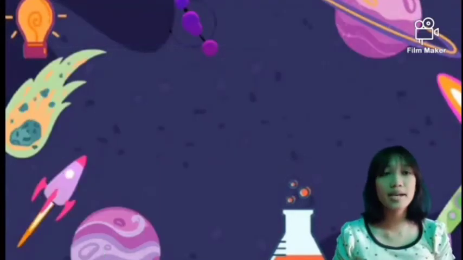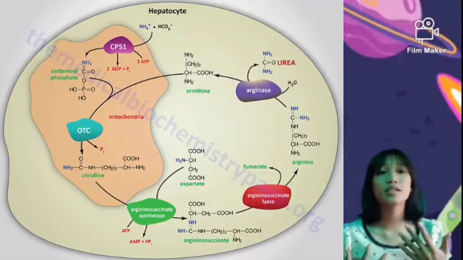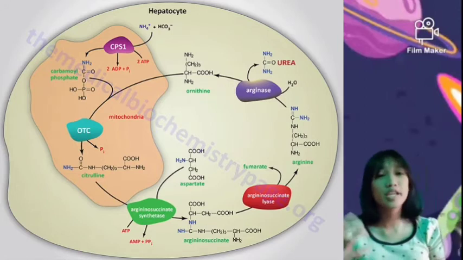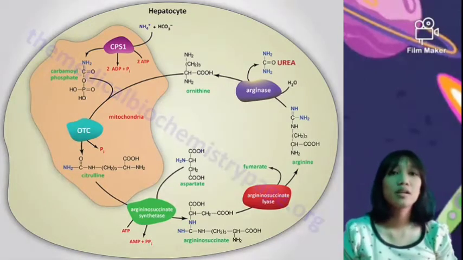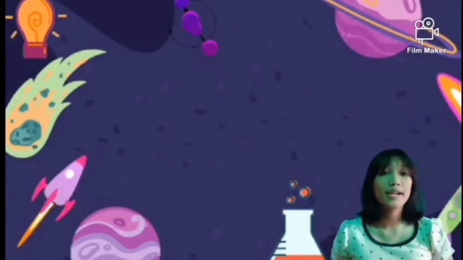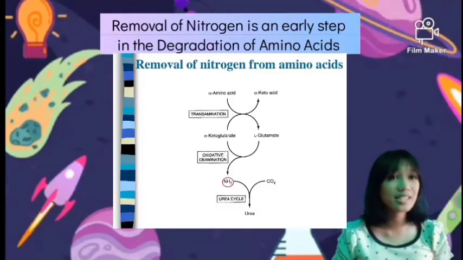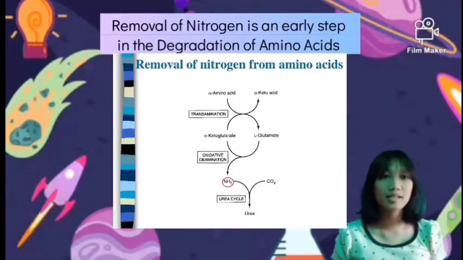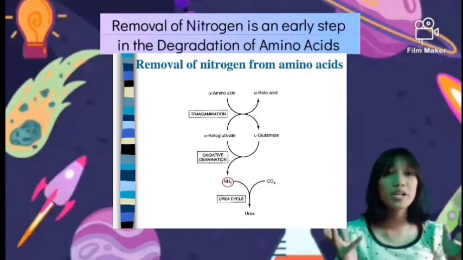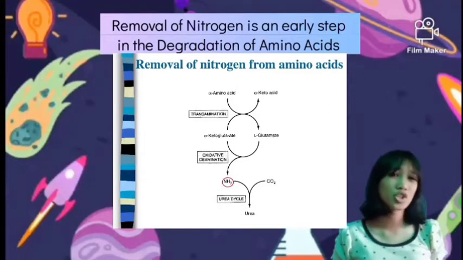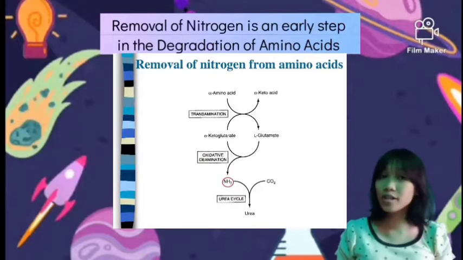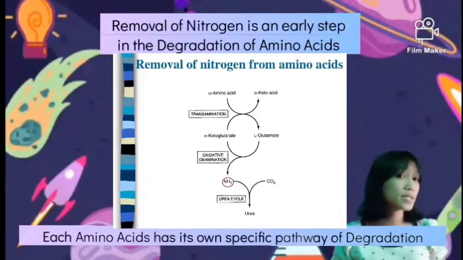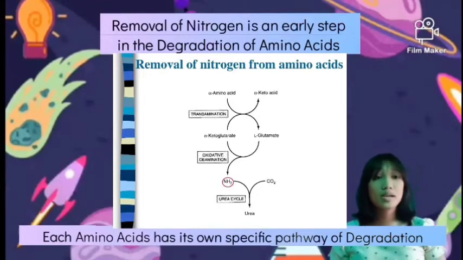So to this end, the liver incorporates nitrogen into urea, which is released into the bloodstream and is excreted by the kidneys. So the removal of nitrogen is typically an early step in the degradation and leaves behind the carbon skeleton. The structure of the latter is different for each amino acid, and accordingly, each amino acid has its own specific pathways of degradation.